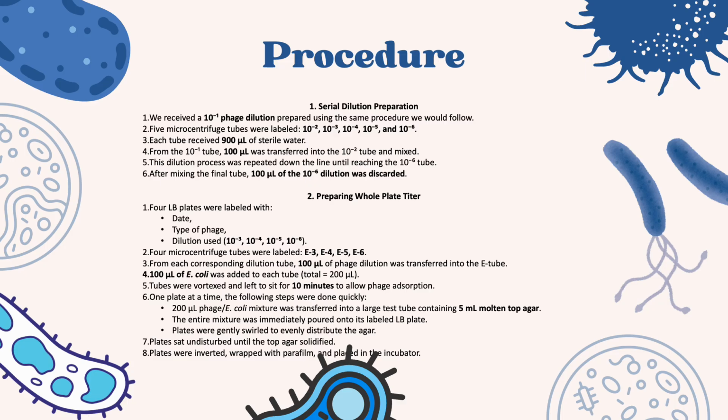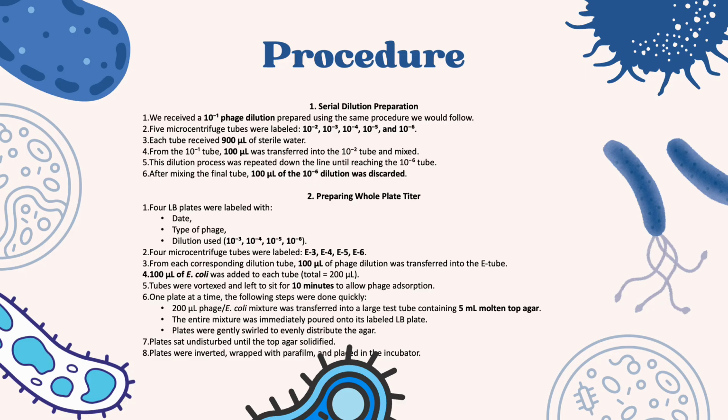For the 1st step, 4 LB plates were labeled with the date, type of phage, as well as the dilution that was used, either 10 to the negative 3, negative 4, negative 5, or negative 6. As for the 2nd step, 4 microcentrifuge tubes were labeled E3, E4, E5, and E6. For the 3rd step, from each corresponding dilution tube, 100 microliters of phage dilution was transferred into the E tube. For the 4th step, 100 microliters of E. coli was added to each tube, leading to a total of 200 microliters. For the 5th step, tubes were vortexed and left to sit for about 10 minutes to allow phage absorption.